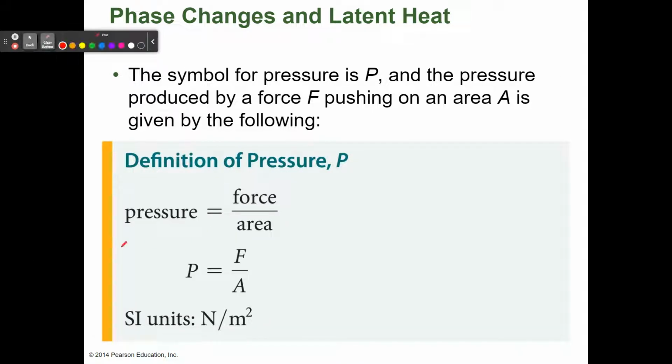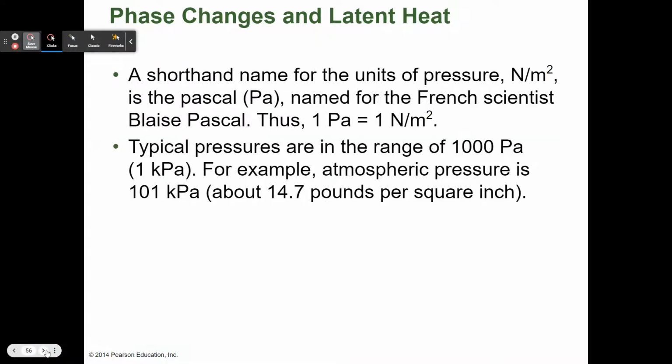Okay, so there is our formula for pressure, force over area. Its units are newtons per meter squared. The symbol is going to be capital P, so make sure you're aware of that. The shorthand name for units of pressure is a Pascal, named for the French scientist Pascal. 1 Pascal is 1 Newton per meter squared.